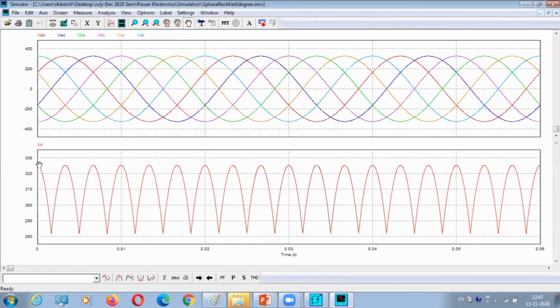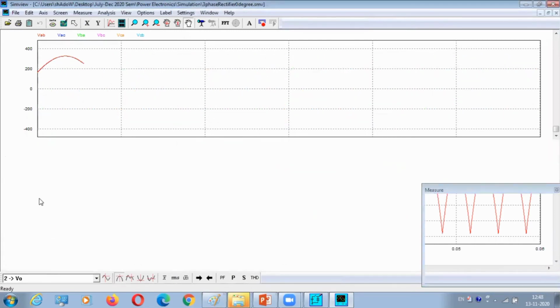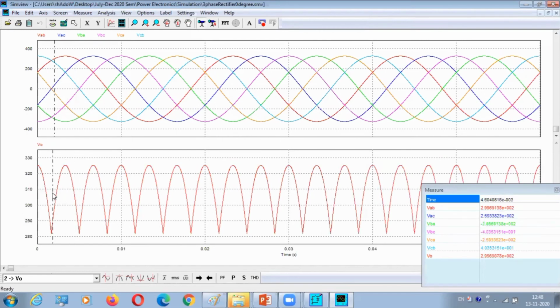See, at 0 degree, first decreasing, then going like this, then increasing. Now, if you use this parameter value over here, you can read this front value, this point value over here. You can find out this one. See, this is my V0 value, 284. So this point value is 284. See, above 280, so obviously it should be 284 only.